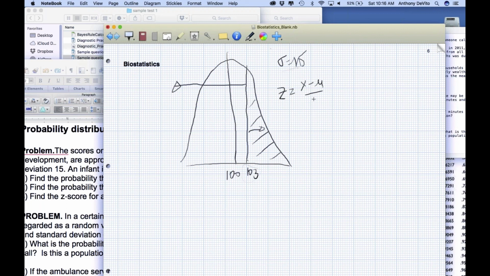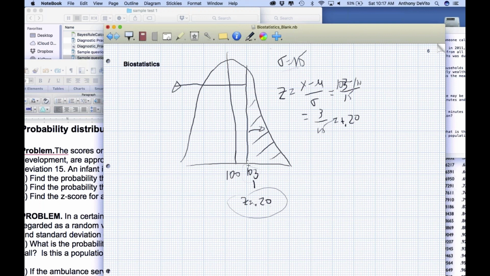z equals x minus mu over sigma. So that's equal to 103 minus 100, it's a 3 in there, over 15. That's equal to 3 over 15, which is equal to 0.20. That's a positive 0.20. 103 is bigger, right? So the z-score for 103 is equal to 0.20. I think we've worked this one problem out. I'm going to change the second half of this problem a little bit. Okay, so the z-score is equal to 0.20.